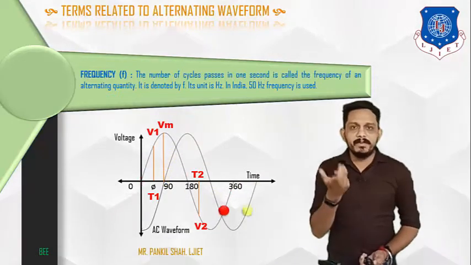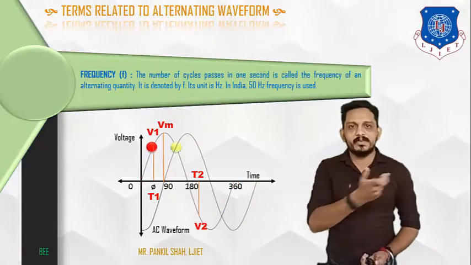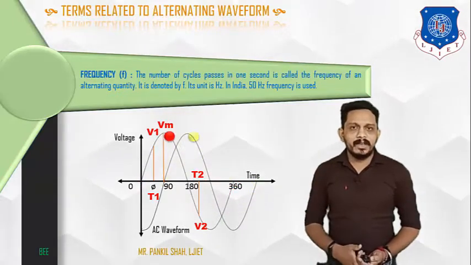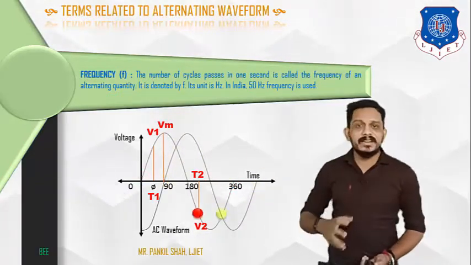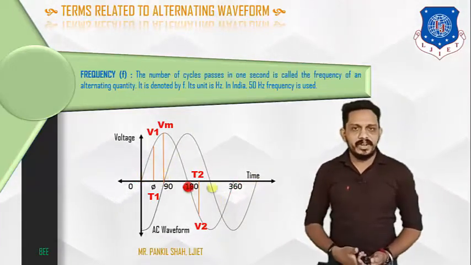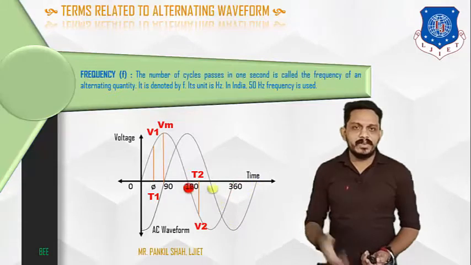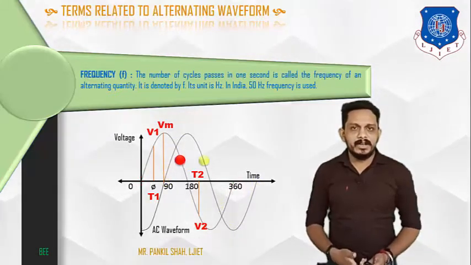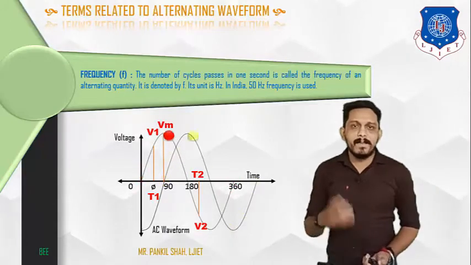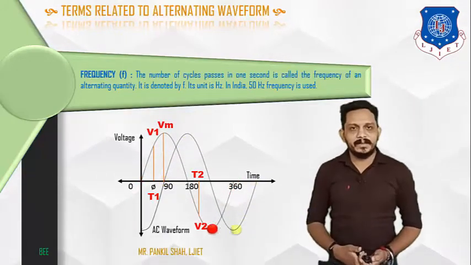So what does that mean? What do you mean by 50 hertz frequency? That means in 1 second, 50 cycles have passed. So we have 50 hertz. In different countries, frequency might be different. So basically, frequency is the number of cycles passed in 1 second.